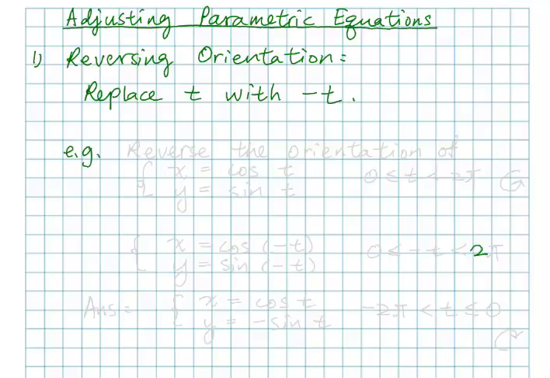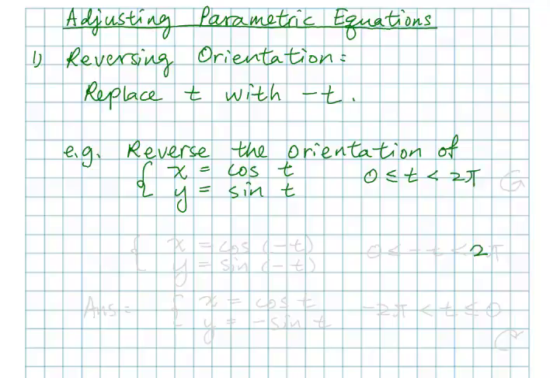For example, we want to reverse the orientation of the unit circle described by the pair of parametric equations x equals cosine of t, y equals sine of t, 0 is less than or equal to t, and t is less than 2 pi. The original pair of parametric equations will give the orientation anti-clockwise. In order to reverse the orientation, we will replace t by negative t to get the pair of new equations.